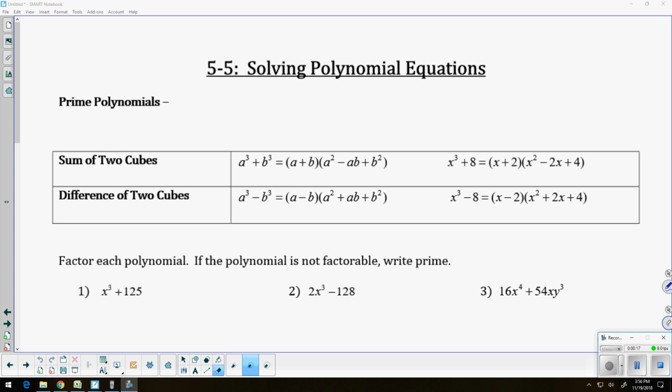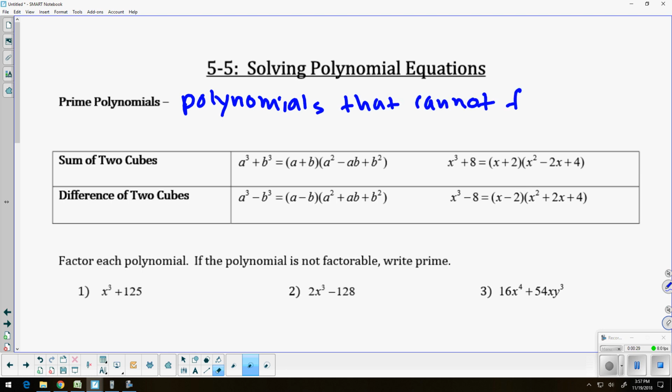But at the top, a prime polynomial definition is just a polynomial that cannot be factored. So polynomials that cannot be factored, kind of like a prime number. If you have a prime number like 3, the only factors are going to be 1 times 3 and that's it. It's a prime number. So prime polynomial, same idea. You can't actually factor it.